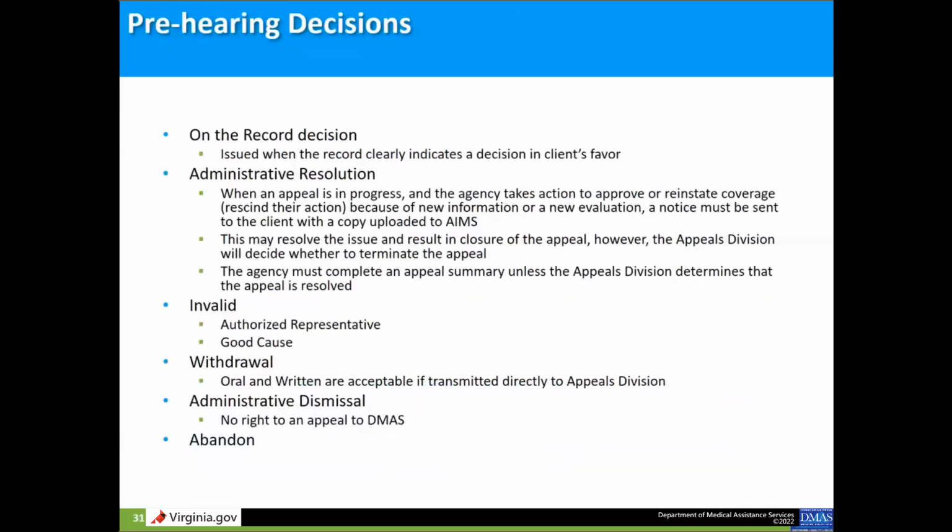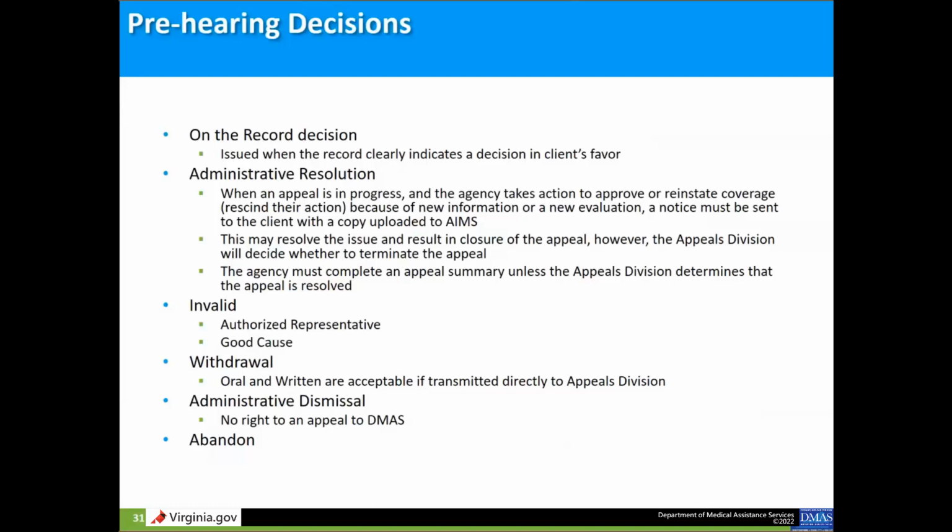On this slide, we will discuss the reasons why the Appeals Division may reach a decision without a hearing. The first is a decision on the record. Under the Virginia Administrative Code, a hearing officer may issue a decision without holding a hearing if he or she determines from the record that the agency's determination was clearly in error and that the case should be resolved in the appellant's favor. These are rare but carry the same effect as a remand or a reversal, and the DSS must be prepared to comply with the instructions contained in this decision.